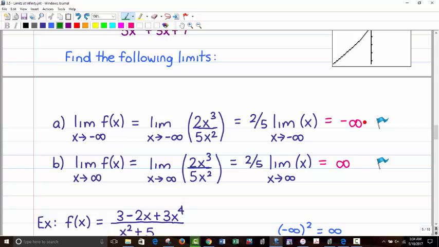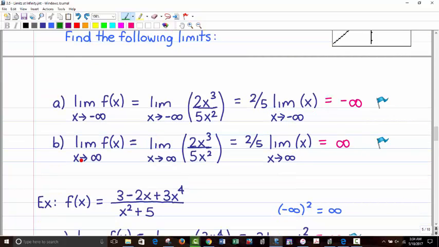The only time those coefficients can make a difference is if it was a negative coefficient, which would change the infinity. So if that had been negative 2/5, our answer actually would have been positive infinity. But if that coefficient's positive, it won't affect anything, so that's going to be negative infinity. Now for positive infinity, reduce it again, same thing. You put in positive infinity, 2/5 doesn't affect anything, and you get positive infinity as the answer.